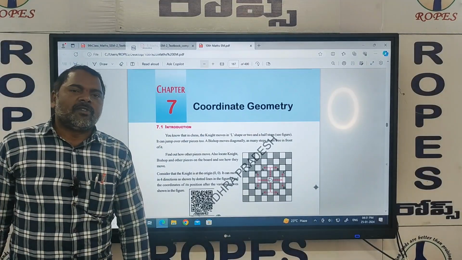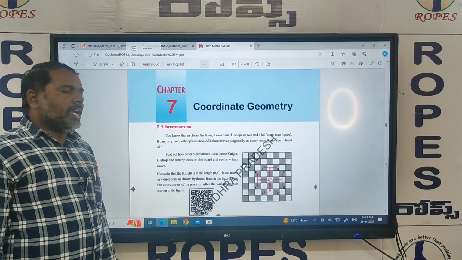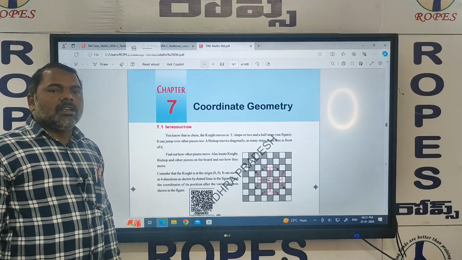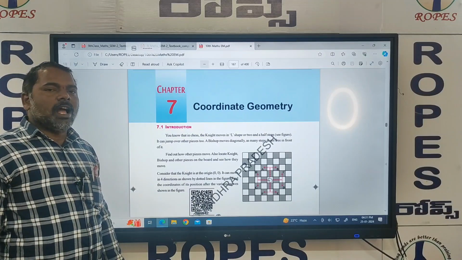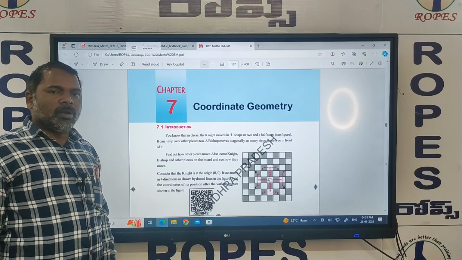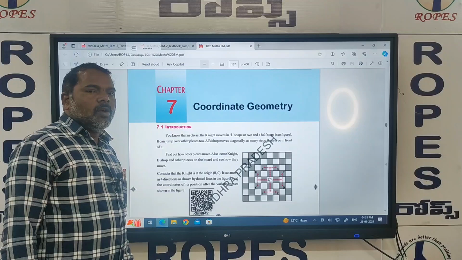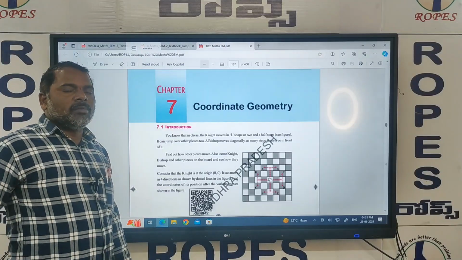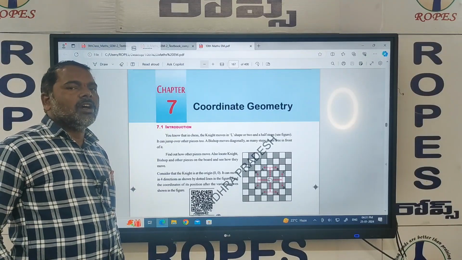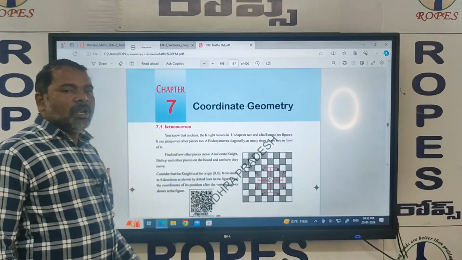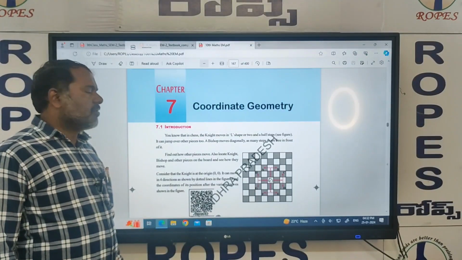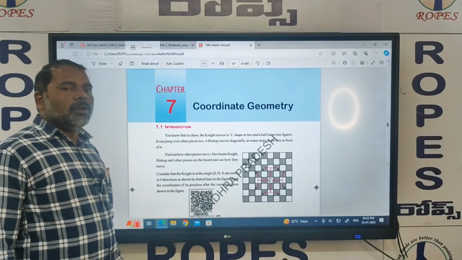Hi everyone, this is Sivkumar from Ropes Organization. So today in 10th class coordinate geometry we discuss the formulas and the main important problems. Yesterday we saw the formulas we mainly use in coordinate geometry. Today we will see some more formulas, and after that we will go directly to the problems.